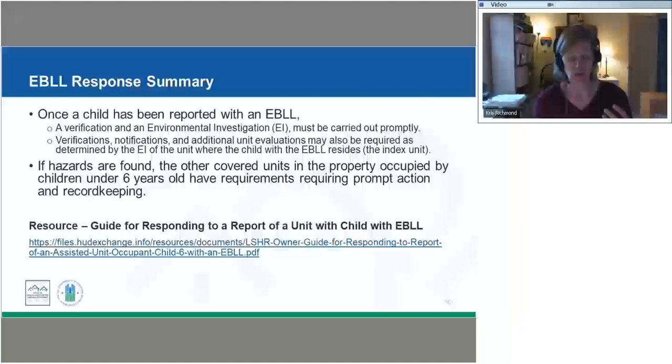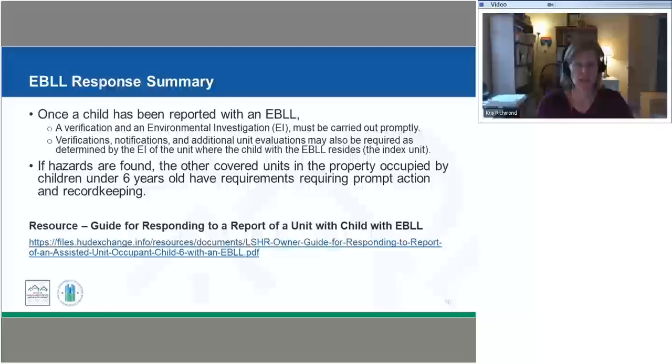It includes an interview of the family. It includes reviewing other areas that the child may spend time in during their day. Perhaps they're at a preschool, perhaps they're at grandma's house. So it's more than just the unit where the child lives. An environmental investigation is trying to discover the source of where the lead is coming from that has caused this child to have an elevated blood level.